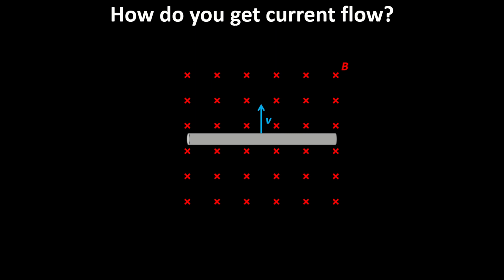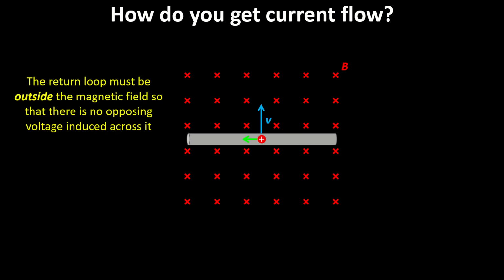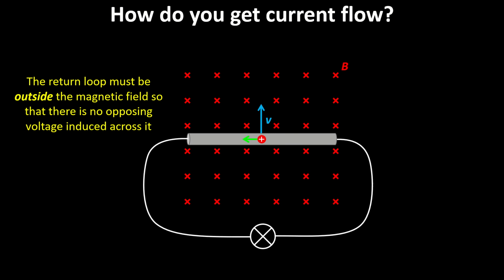Okay, so how does that actually happen? If we consider again positive charge in there, that's going to experience a force to the left. Okay, now the trick is the return loop, the rest of the circuit has to be outside the magnetic field, like this. Okay, because then that part of the circuit has no opposing voltage induced across it. So we've only got voltage being induced across one part of the circuit.